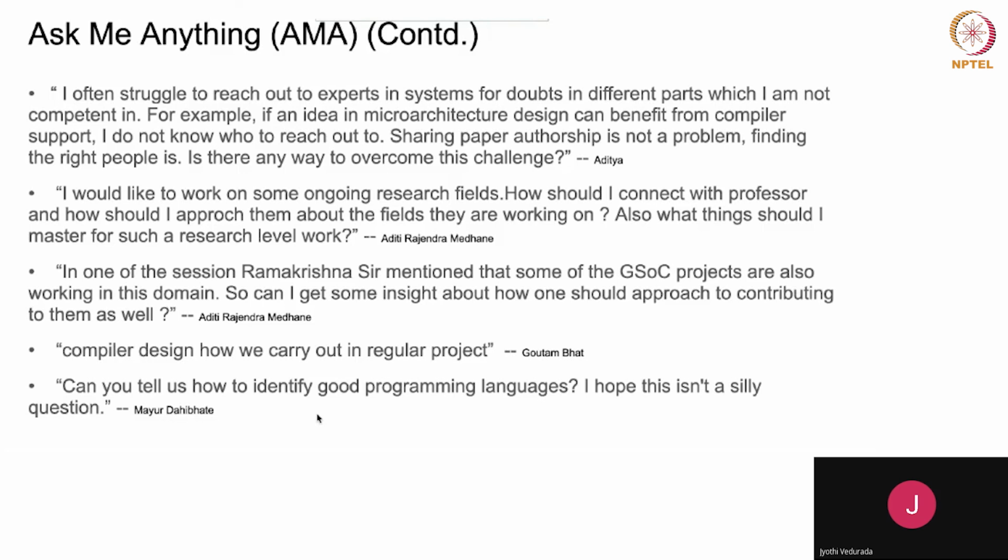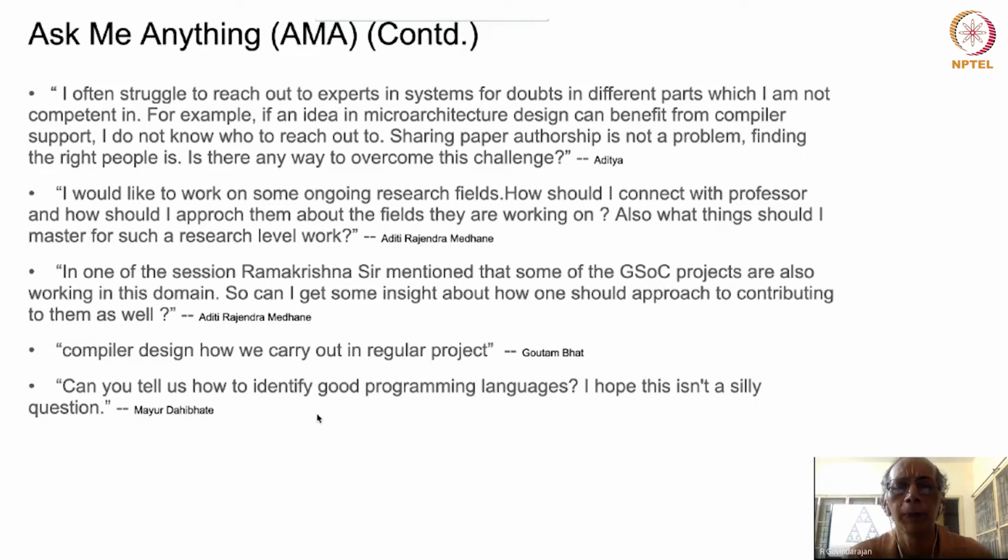Gautam? Hello? He's typing something, one minute. We will read it out. Okay. I think you can move on to the next question. Yes, the next question.